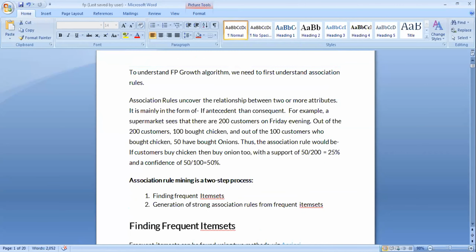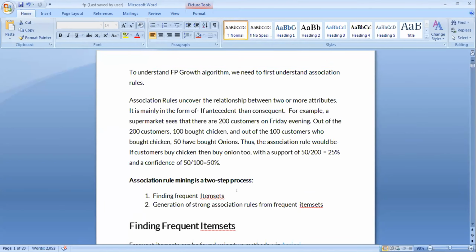Good morning, students. Now, in association analysis, mainly we discuss two algorithms, that is the FP growth algorithm and the Apriori algorithm. In association rule mining, the relationship is between two or more attributes. It is mainly in the form of antecedent and then consequent.